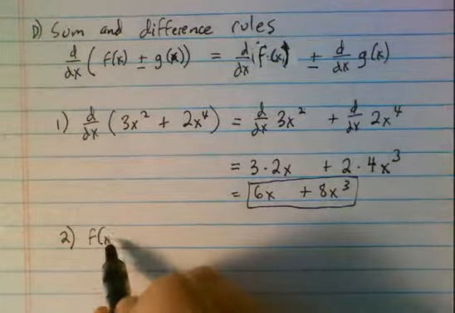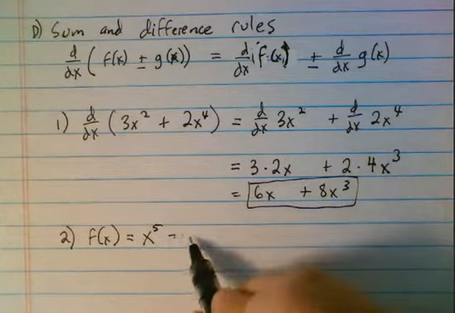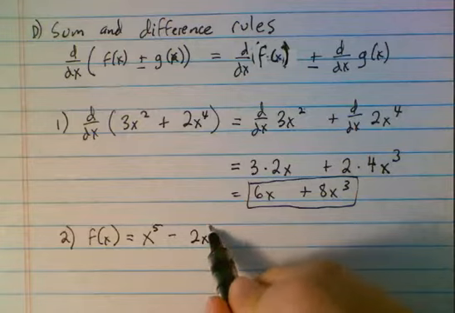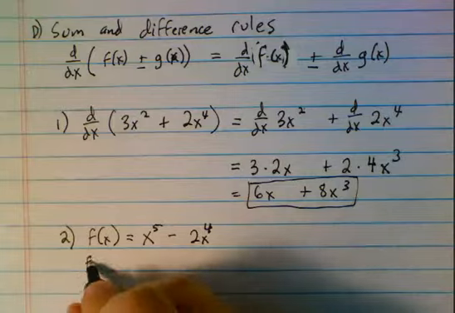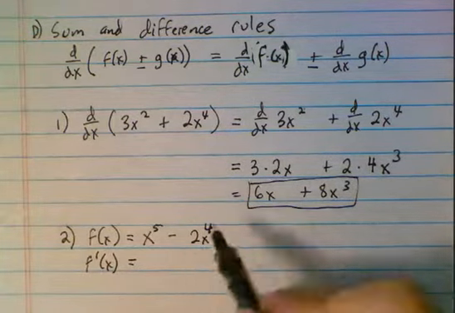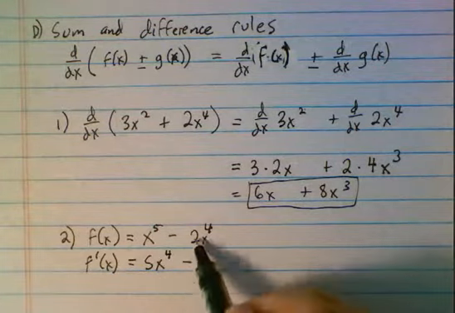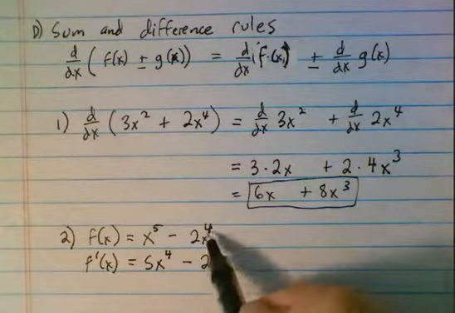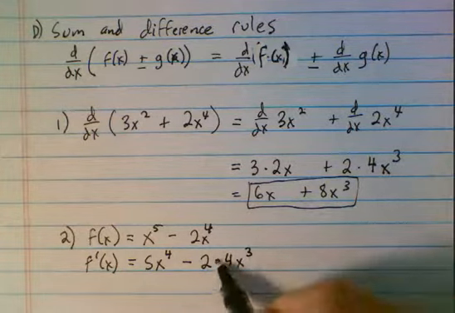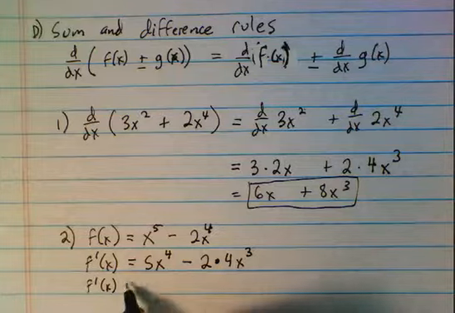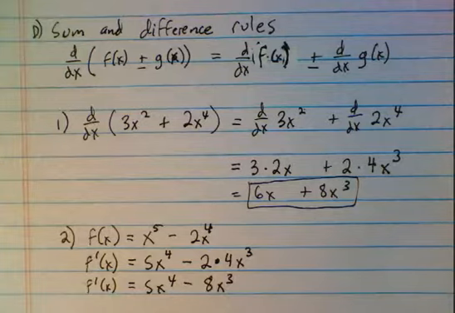If we have something like f of x equals x to the 5th minus 2x to the 4th, then when we're finding the derivative, we just treat them separately. 5x to the 5 minus 1 from the exponent, minus the 2, bring down the 4, 4 minus 1 is 3. Voila.